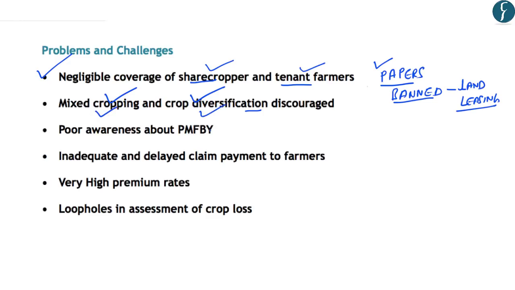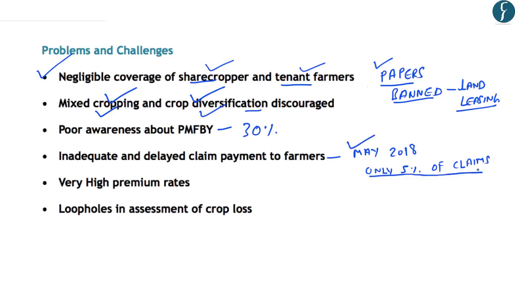Now, the third major challenge in the implementation of Pradhan Mantri Fasal Bima Yojana is that there is poor awareness about this scheme. In this regard, a recent survey has found that only 30% of the farmers were aware of this scheme. The fourth problem is related to the inadequate or delayed claim payments to the farmers under this insurance-based Fasal Bima Yojana. In this regard, according to a report, in May 2018, only 5% of the claims had been paid on time, and the remaining 95% are still waiting for their claims. Now, this delay in the payment of claims has been because of the delay by the central government and the state government in disbursing subsidies to the insurance companies.